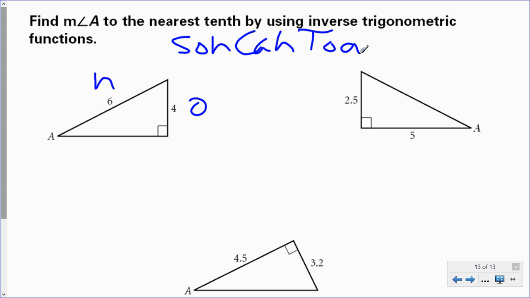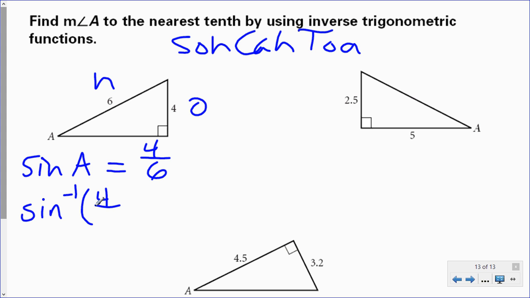If we're comparing opposite and hypotenuse, we would want to use sine. All right, so we would set it up like this. Sine of angle A equals opposite, which is 4, over hypotenuse, which is 6. Okay, now we're going to use our inverse trig function. Remember, your inverse function switches your input and your output. So here's how we write it. Inverse sine of 4 over 6 equals A. Notice that it literally just switches your input and your output.